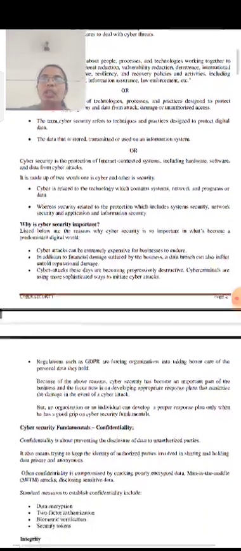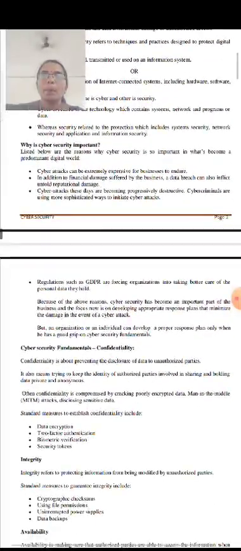And the next one is why security is important. Why do we need security? For our safety we need security. In the same way, our data needs security, so we go for cyber security. Listed below are the reasons why cyber security is important in a prominent digital world. Cyber security breaches can be extremely expensive for businesses.